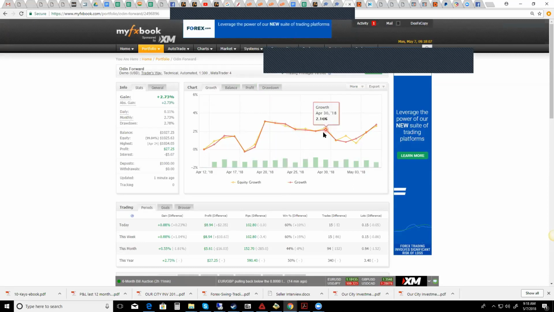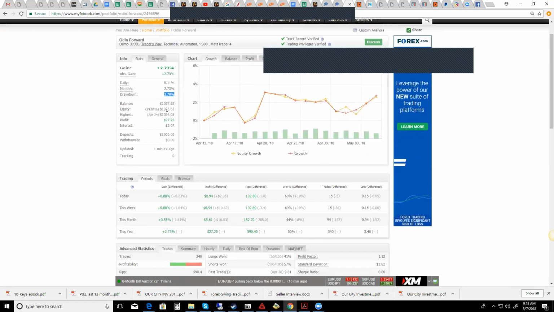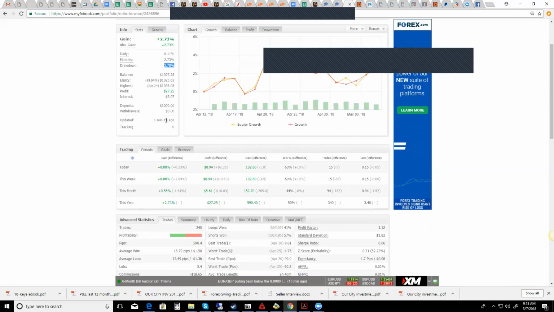Were they losing in the very beginning part of the NFP? Absolutely. But that's why we have a pretty low drawdown. That's 2%. Now, that's 2% on a $1,000 demo account. This is a demo account.